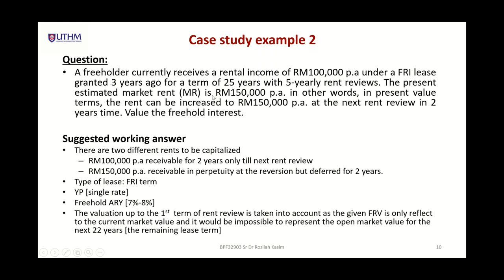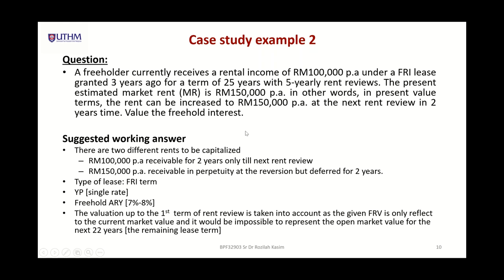And for the next rent review, the market rent indication is about RM150,000. So this 150,000 cannot be enjoyed by the freeholder now. He only can enjoy this 150,000 after the first rent review. Because for the first rent review, they already agreed on the rent at 100,000. But this was arranged or agreed 3 years ago.